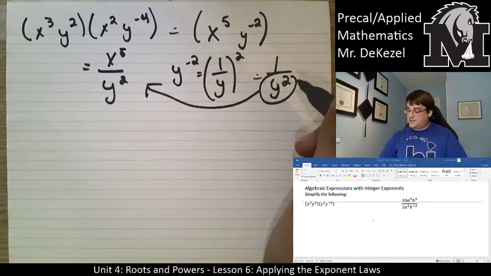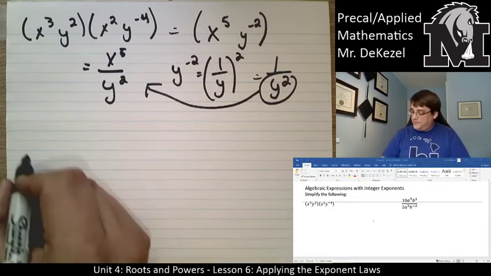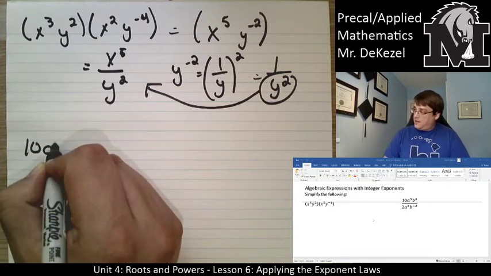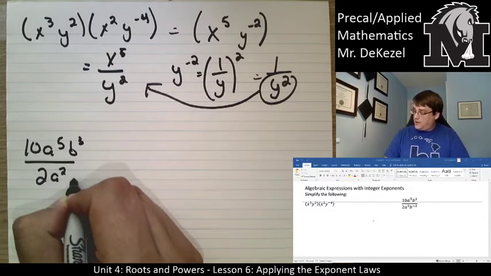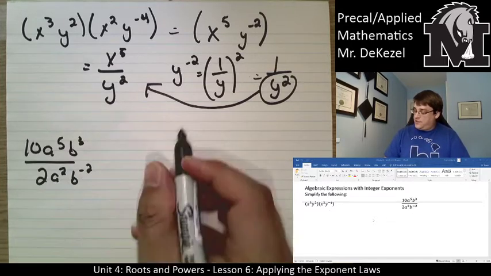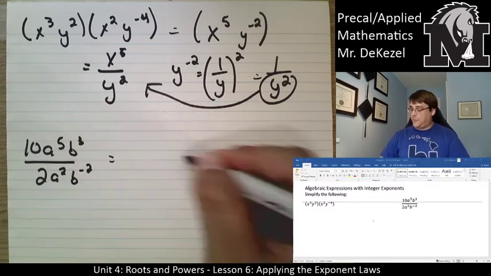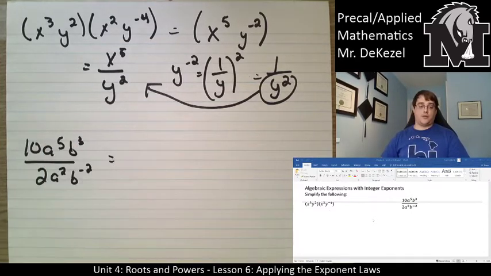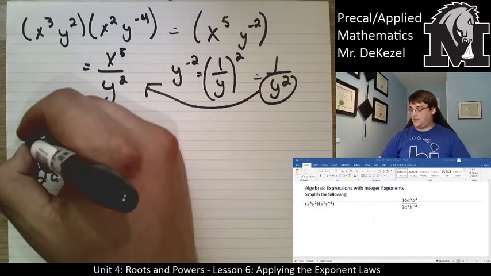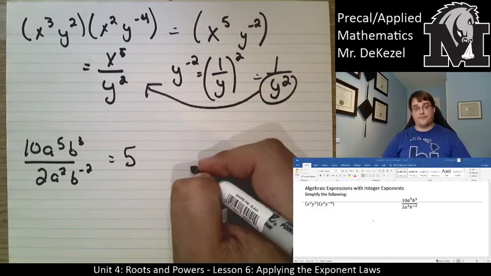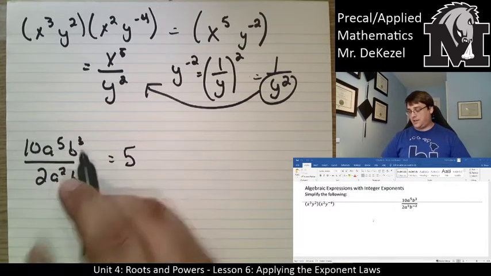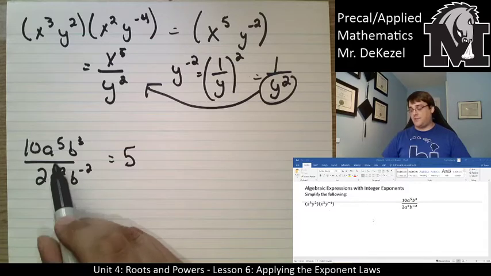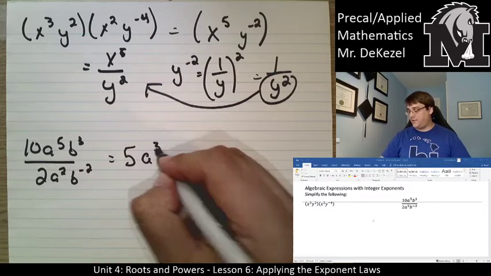Let's do the problem to the right. We have 10a to the power of 5, b to the power of 3, divided by 2a squared, b to the power of negative 2. We're asked to simplify. So we're going to do numbers and variables all separately. 10 divided by 2 is 5. A to the power of 5 minus 2, because this is a to the power of 2 and it's on the bottom, so we subtract, is a to the power of 3.